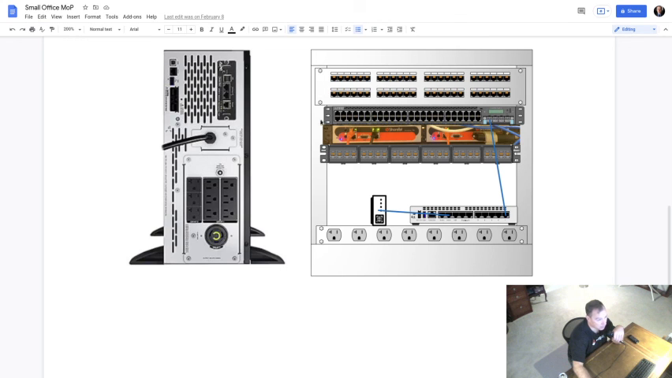The temperature sensor, management port, conditioned power, PDU, WAN services, RJ11 patch panel, telco, Ethernet switch, structured cabling patch panel, and rack.